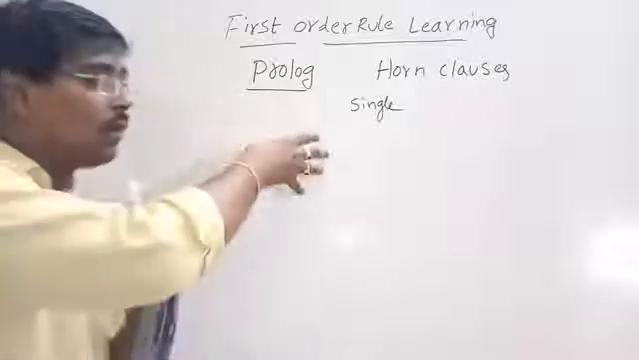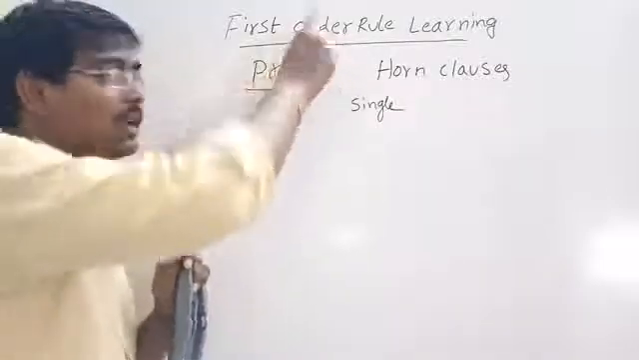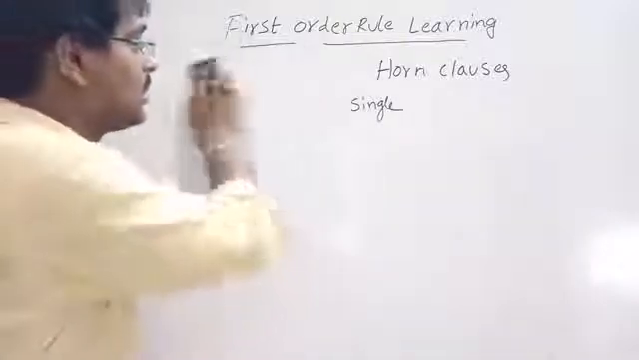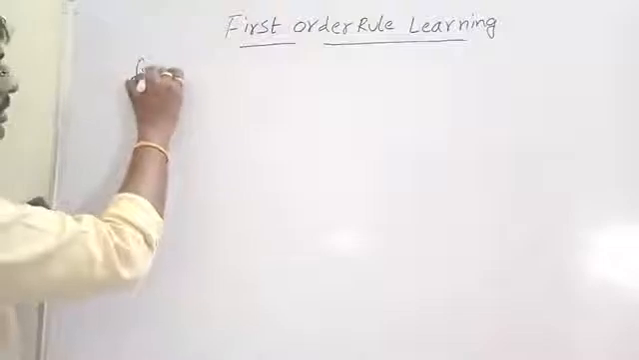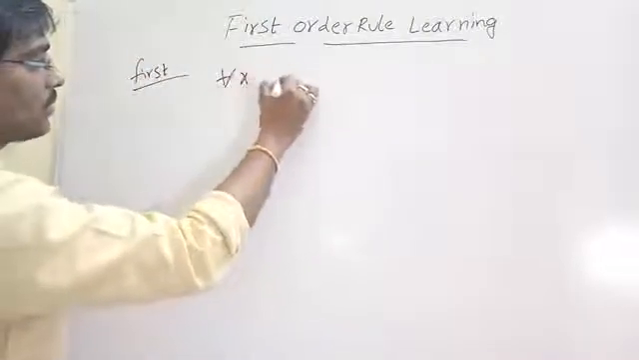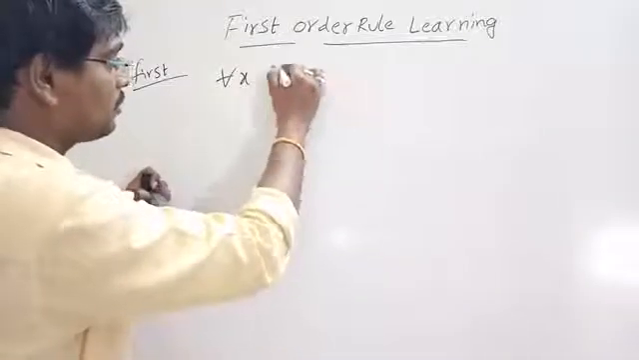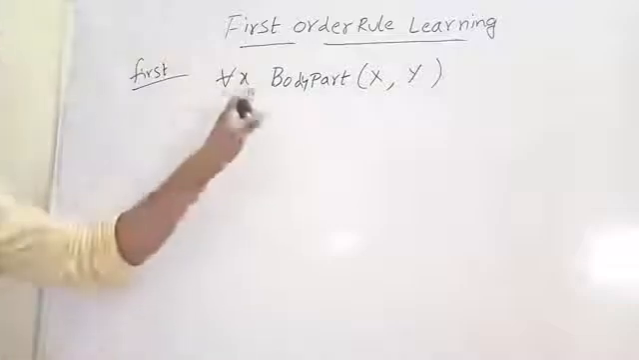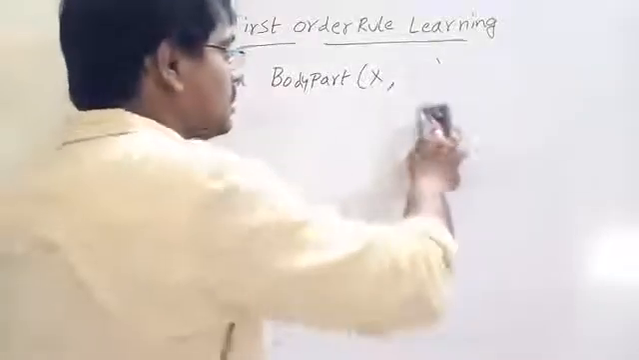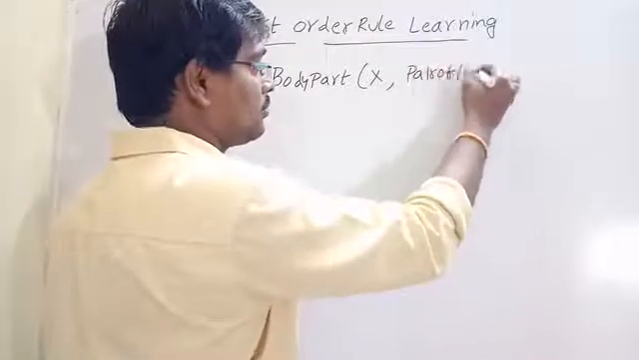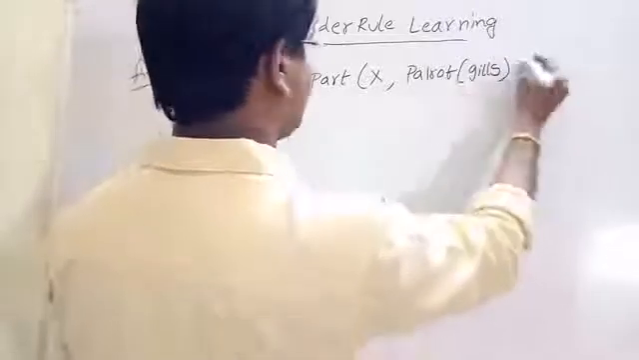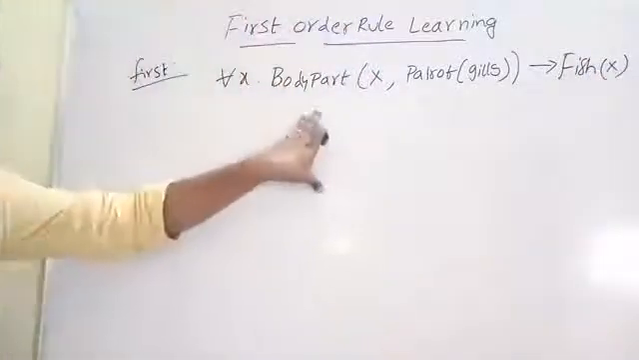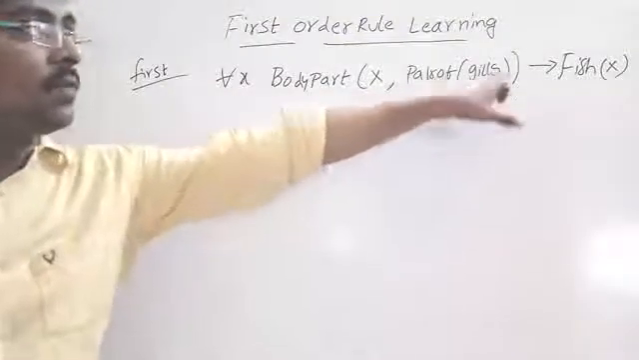First we will discuss the different types of representations in first order logic and Prolog. Consider one example and how it is represented in first order logic and in Prolog. In first order logic: for all x, body part of x comma pair of gives to fish of x. This is the representation in first order logic.